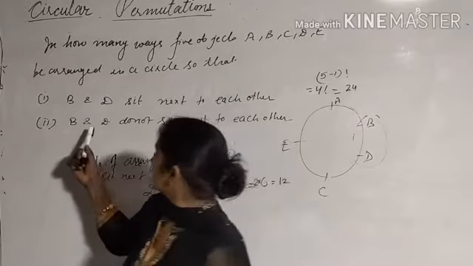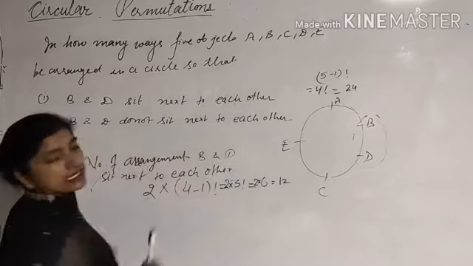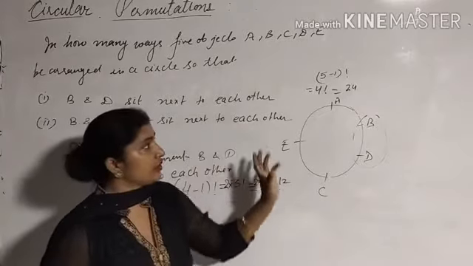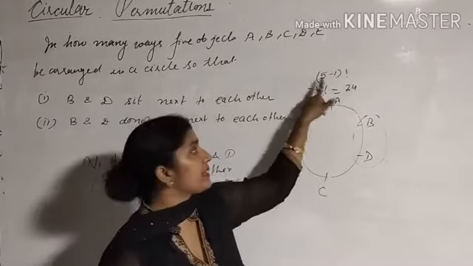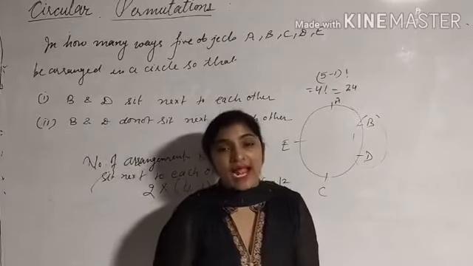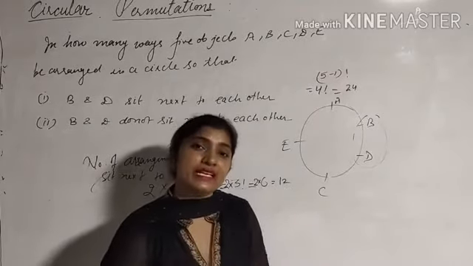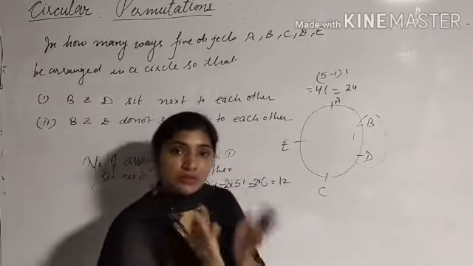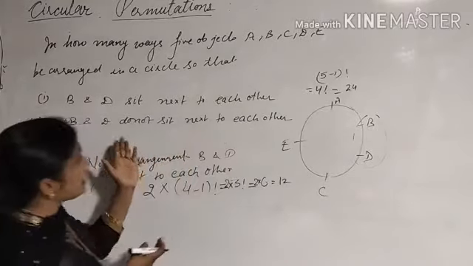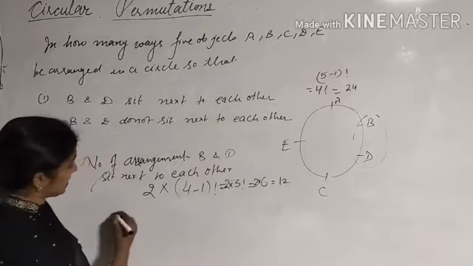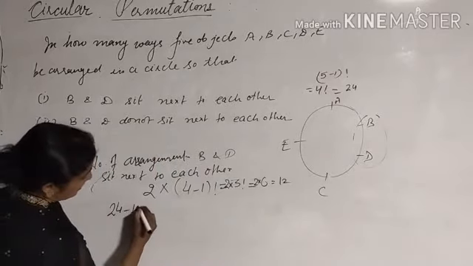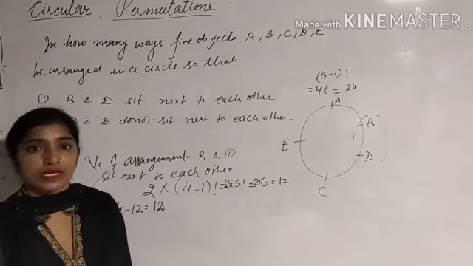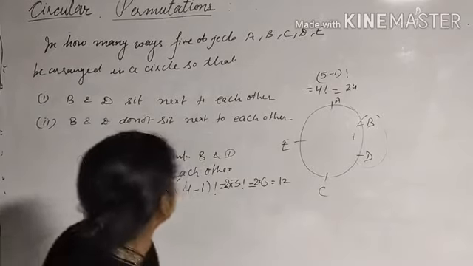Now the second case, when B and D do not sit next to each other, how can we calculate it? We know that the total number of possible arrangements is 24 and the number of arrangements in which B and D sit next to each other is 12. So the number of arrangements in which B and D do not sit next to each other is given by 24 minus 12, and that is 12. Okay. Let's consider one more example.